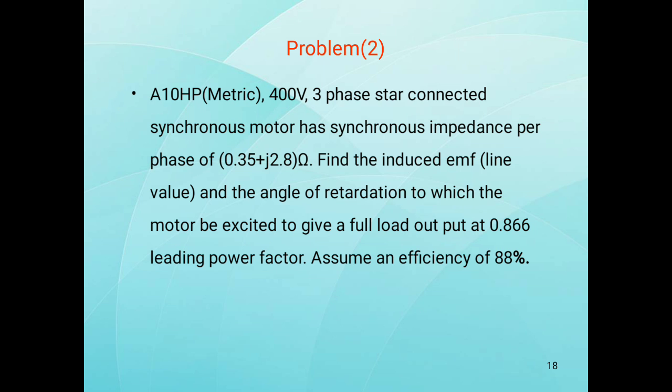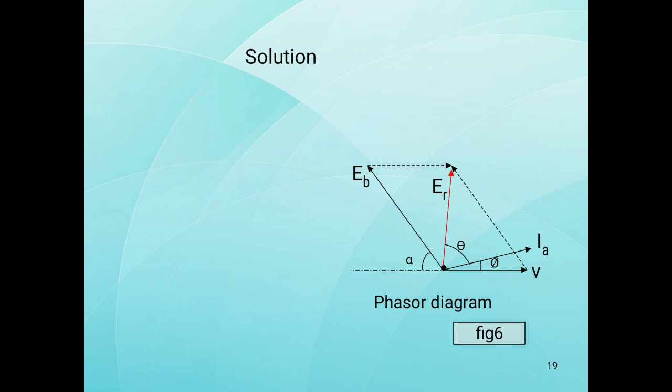A 10 HP, 400 volts, 3-phase star connected synchronous motor has a synchronous impedance per phase of 0.35 plus j 2.8 ohms. Find the induced EMF, line value, and the angle of retardation to which the motor must be excited to give a full load output at 0.866 leading power factor. Assume an efficiency of 88%.